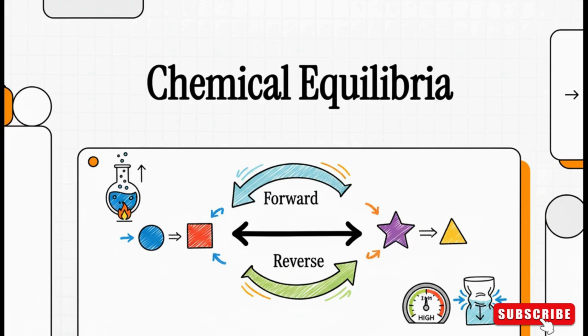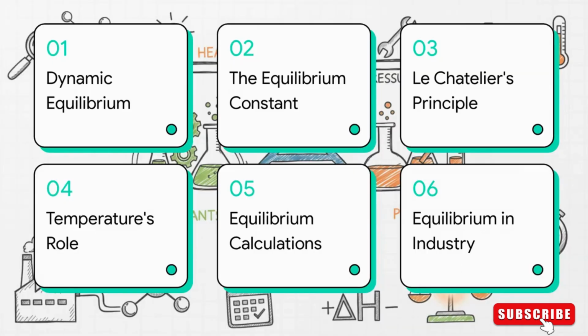So what does this balancing act really look like when you get down to the molecules? Let's find out. So, here's the game plan. We're going to start with the absolute core concept. What is dynamic equilibrium? Then, we'll figure out how to put a number on it with the equilibrium constant. After that, we'll explore how we can actually poke and prod at a reaction to shift the balance, using something called Le Chatelier's principle. We'll also see why temperature is the one variable that gets its own special section, work through a classic calculation, and then tie it all together with a massive real-world industrial process.